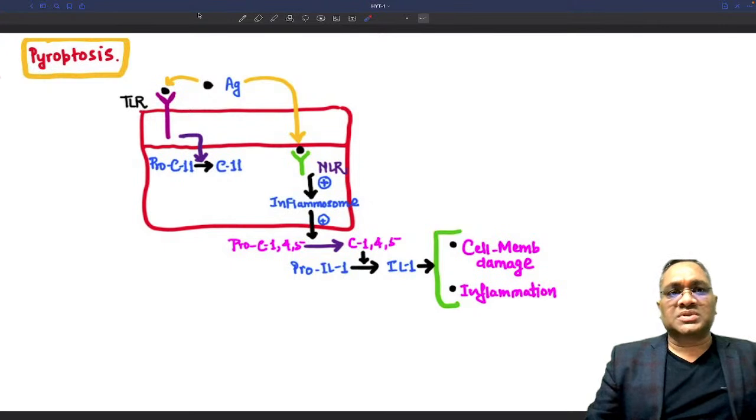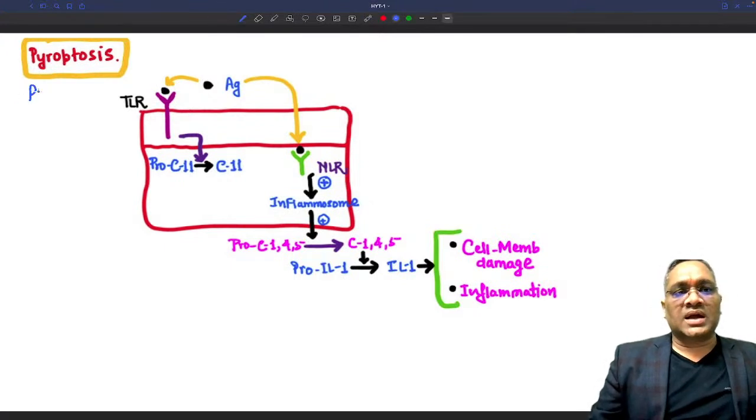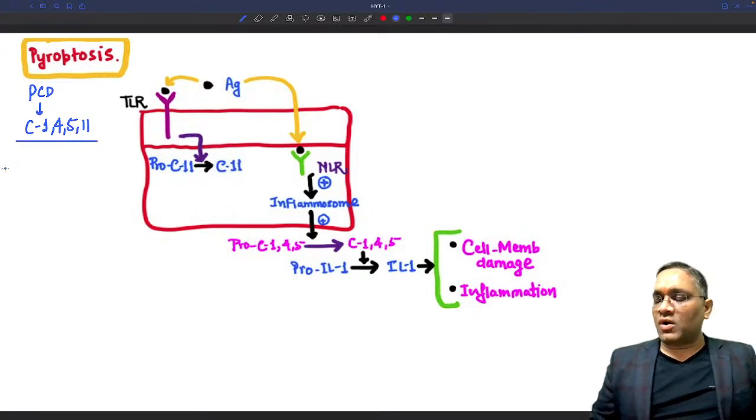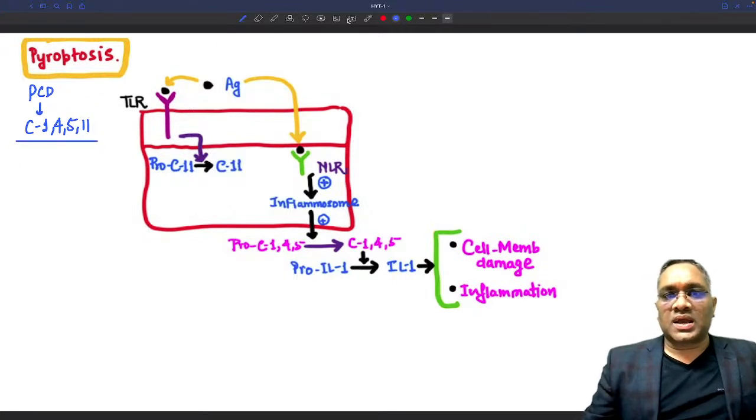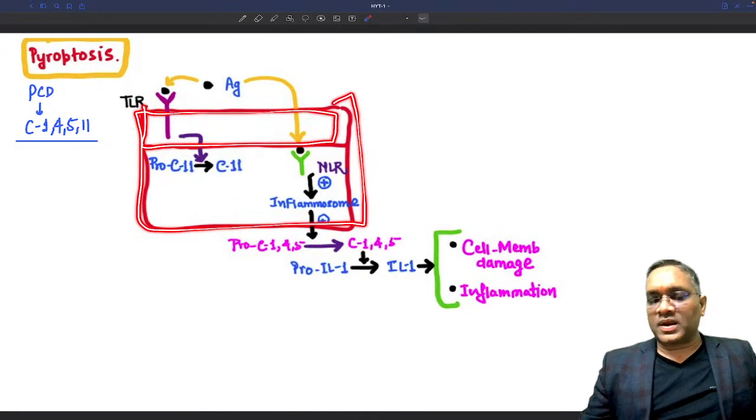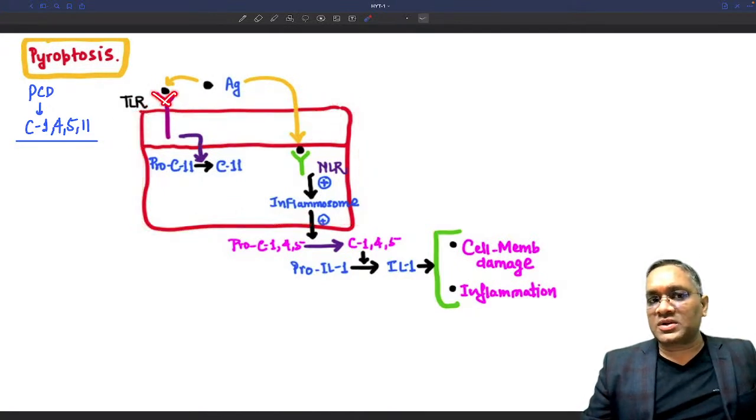Pyroptosis is another programmed cell death, as I have told you, with caspase involvement. Which caspases? 1, 4, 5 and 11. These are the caspases involved in pyroptosis, right? Here again I have shown a cell membrane belonging to this cell. What is happening here? You can see there are two receptors. One is on the surface, called the toll-like receptor. The second receptor is in the cytoplasm.